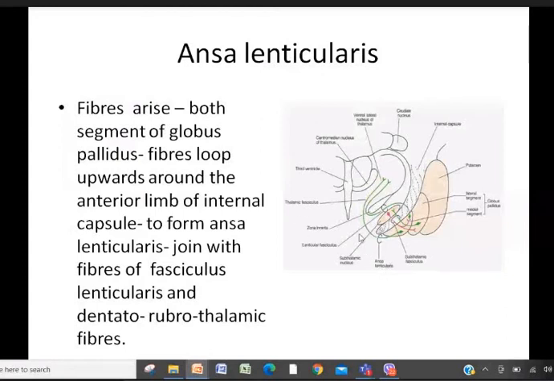These fibers loop around the anterior limb of the internal capsule to form the ansa lenticularis. And it joins with the fasciculus lenticularis to form the dentatorubulothalamic fibers. Just see that it's coming from both segments, then loops around the anterior limb, and joins with the fibers of fasciculus lenticularis to form the dentatorubulothalamic fibers.